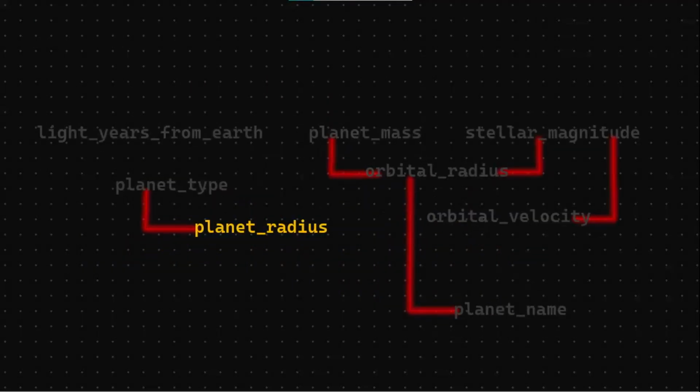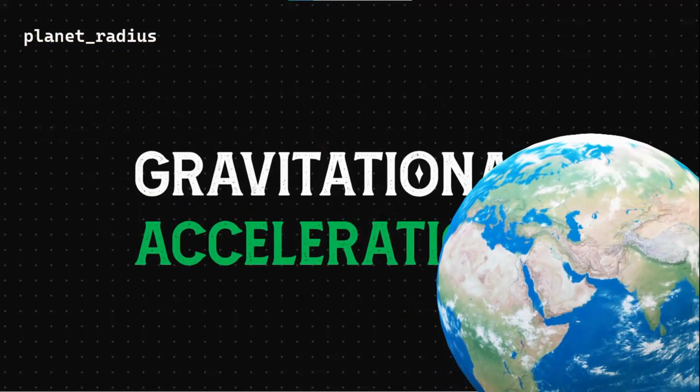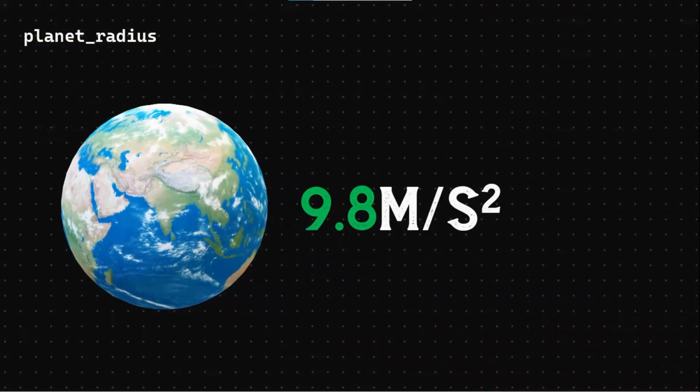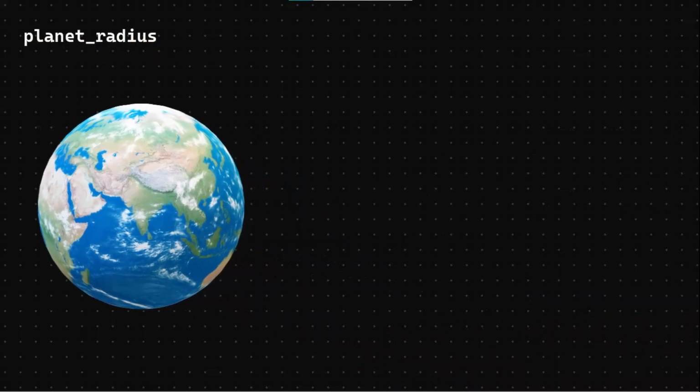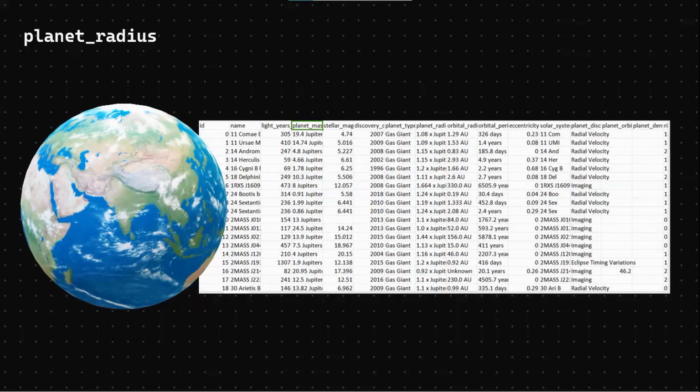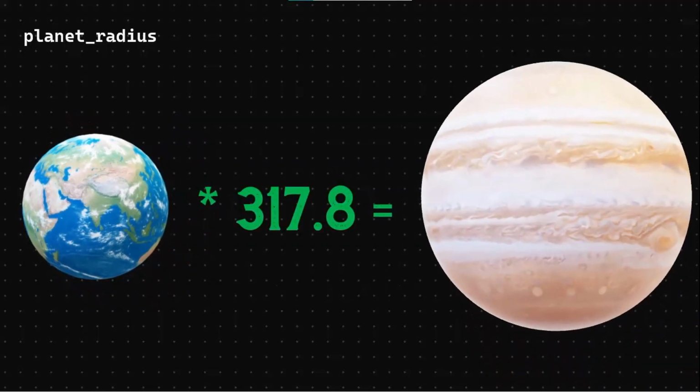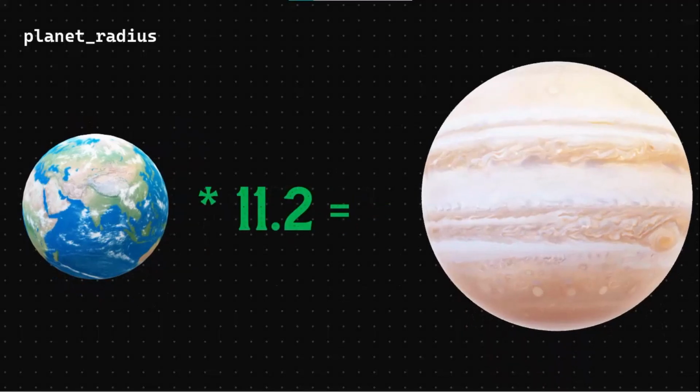Firstly, I will calculate gravitational acceleration for each planet. Our Earth has something around 9.8 meters per second squared, but let's see how other planets behave. For that, let's take a look at columns 7 and 3. These contain the scales of planet radius and mass. But hold up, they are in the scales of Jupiter or Earth, and some are even unknown. We gotta fix that. According to physics, Jupiter is equal to 317.8 times the mass of Earth, and Jupiter's radius is equal to 11.2 times the radius of Earth.